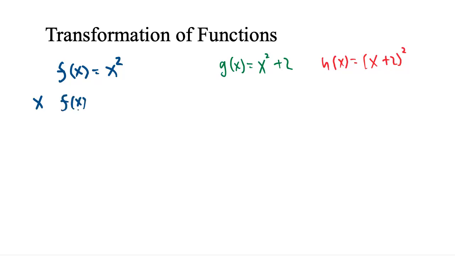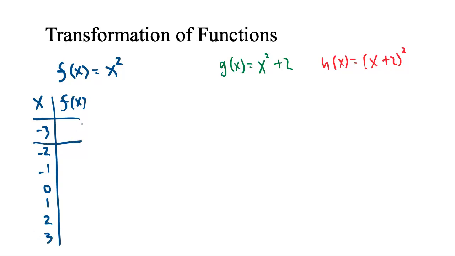You might be familiar with it, but to review, let's make a table to really think about the shape. If we plot from -3 all the way to +3, when you square a -3, it becomes a +9, because negative times negative is a positive. If you square -2, you get 4. Square -1, you get 1. Squaring 0 gives you 0. Squaring 1 gives you 1. Squaring 2 gives you 4. Squaring 3 gives you 9.